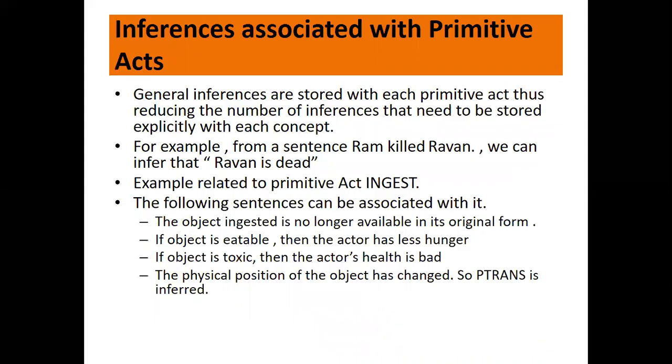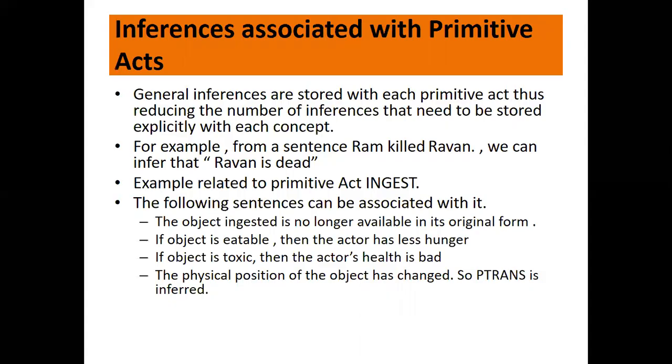Now, inferences are associated with primitive acts. We have seen all those 11 primitive acts, and now there are some inferences which are associated with them. So, general inferences are stored with each primitive act, thus reducing the number of inferences that need to be stored explicitly with each concept. For example, from the sentence Ram killed Ravan, we can infer that Ravan is dead, right?